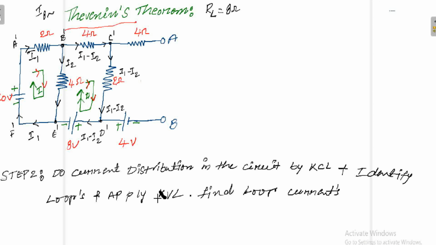And apply KVL. Then next one is we have to apply KVL. You can follow any convention. Like, directly I am considering the second convention, so we can write directly by applying KVL to this circuit. So 2 into I1.